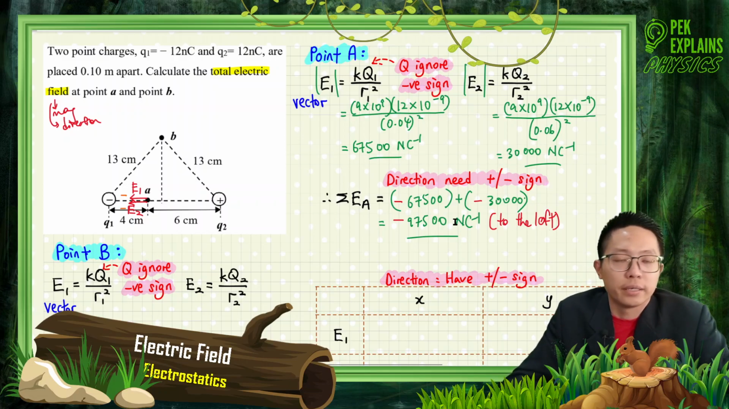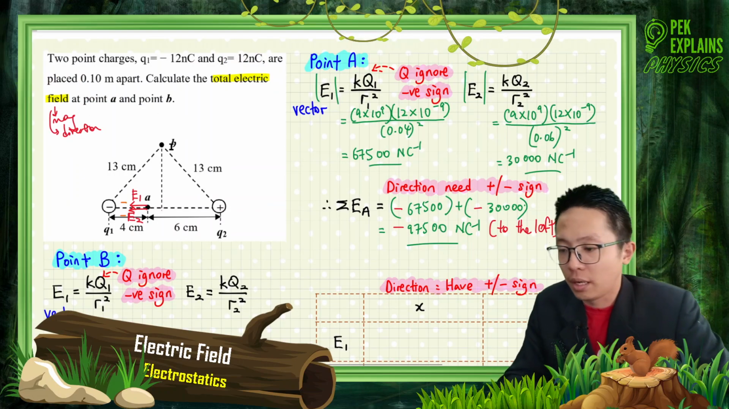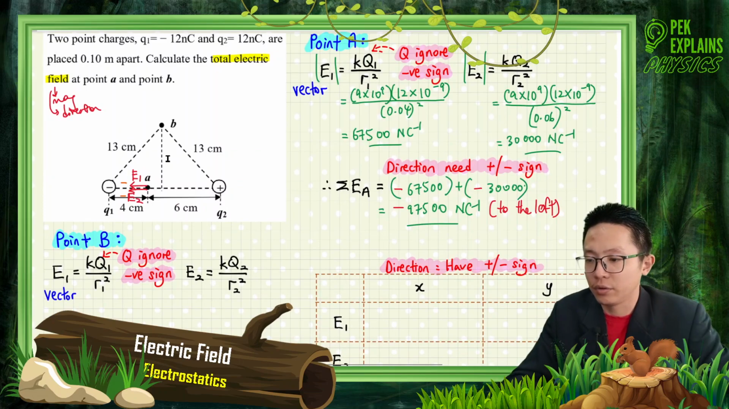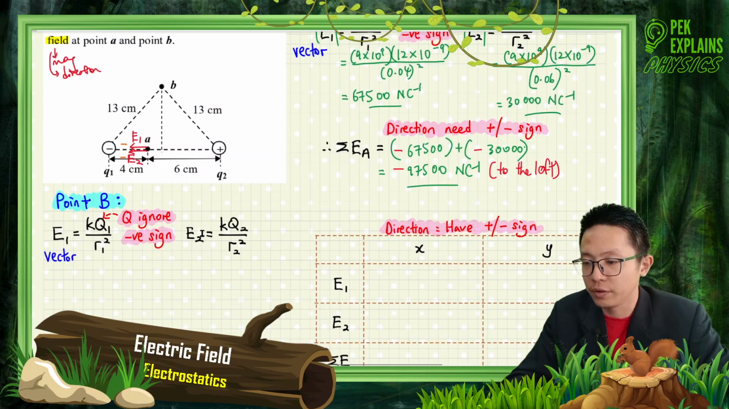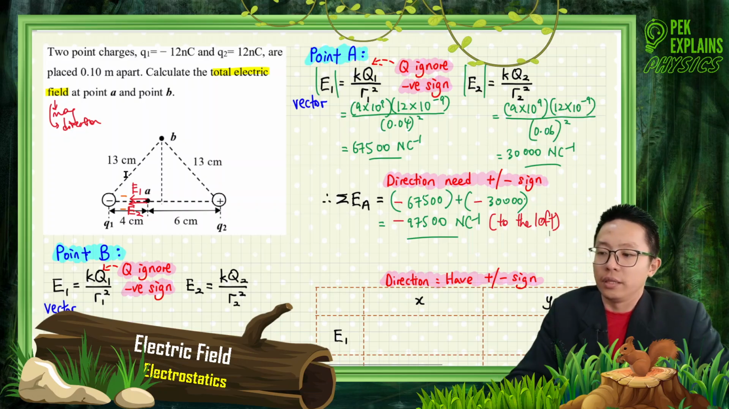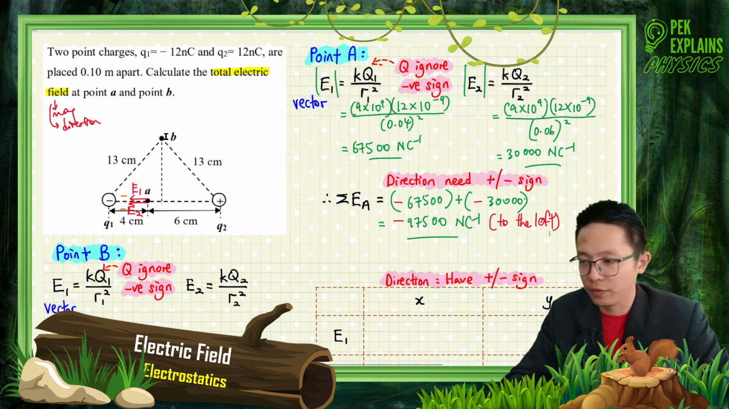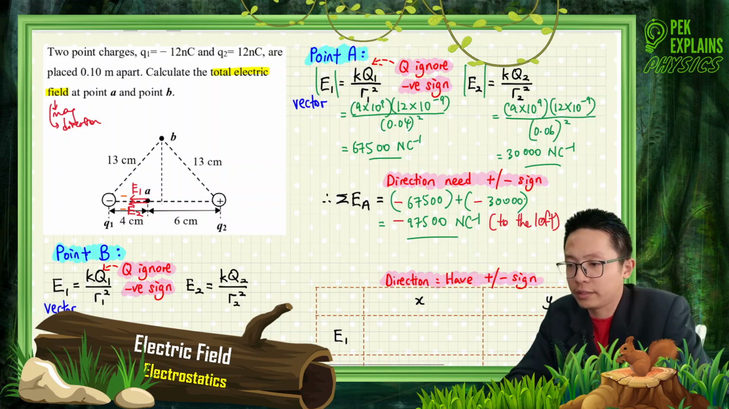Now, next, the question asks to find the total electric field at point B also. At point B, the electric field for each one is different already because of different distance. This is 13 cm now. Now let us first draw the electric field vector diagram.